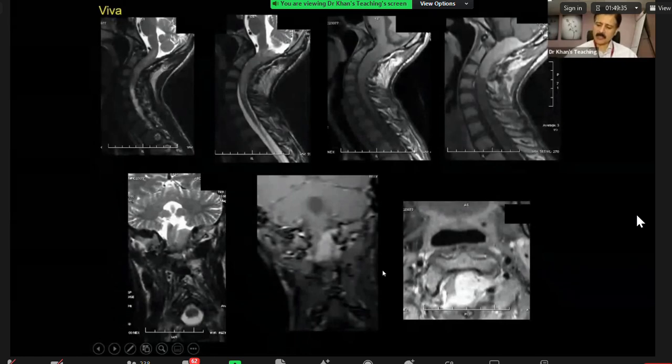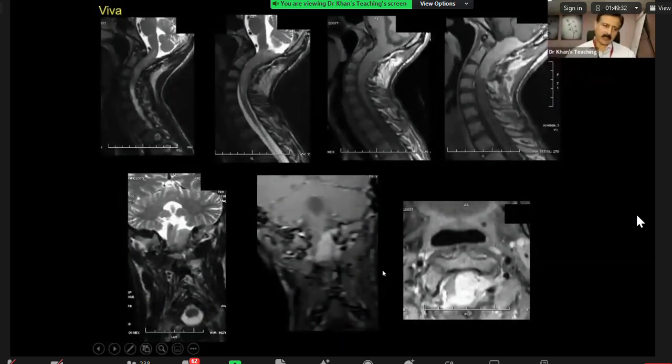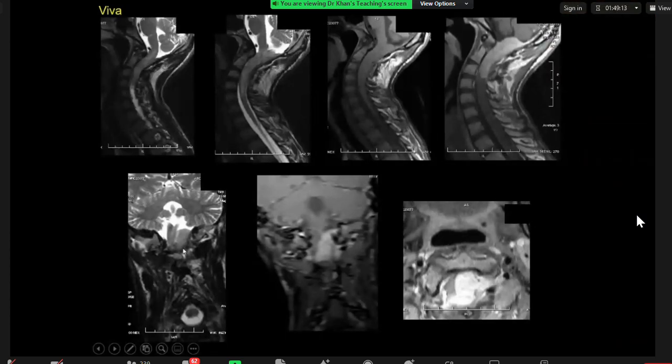So the key point here is that never make a judgment just on a sagittal. Never. You have to correlate it ideally with an axial. In this case, I have also given you a coronal. And if you see here, this is the brain and this must be the cord, and the lesion is sitting here. Okay, so it's actually an extra-axial lesion. It is extramedullary intradural. Very good.